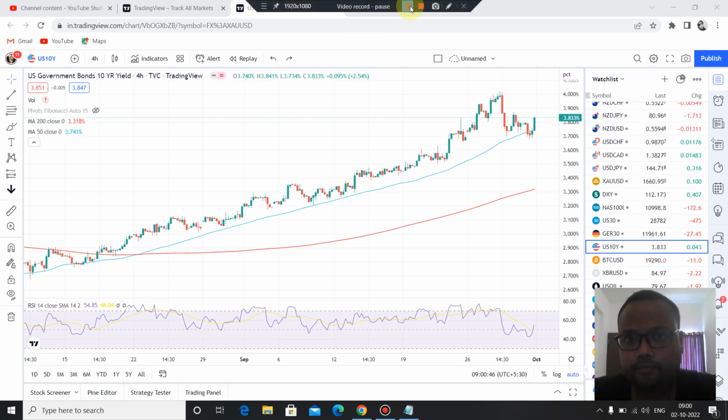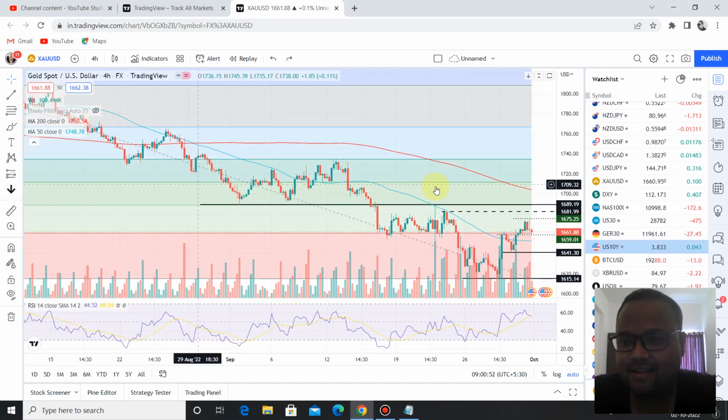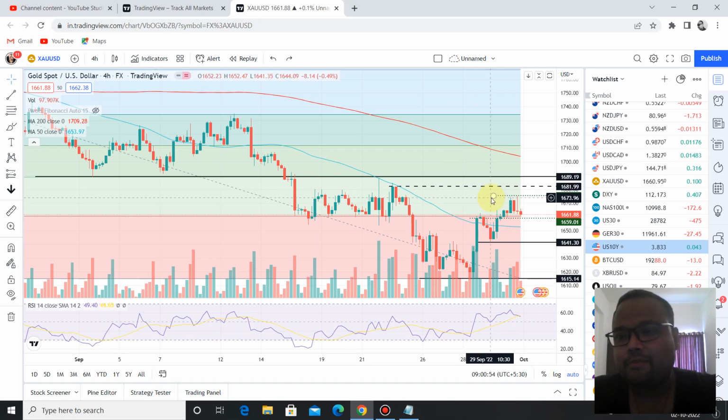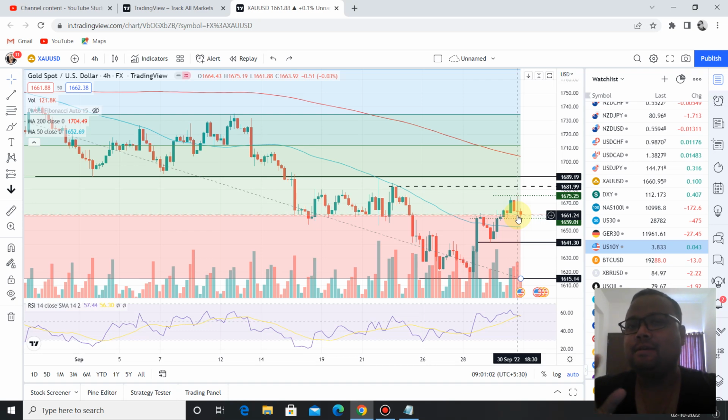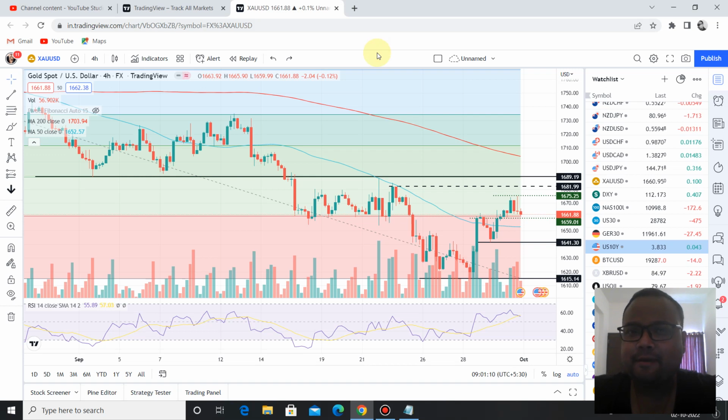Okay, now let's jump to our gold. So gold's last traded price is 1661. So the market opening will be very important. Usually we do not see much movement on the chart of gold during the first half of Monday, but for the last couple of weeks things have been very different. So you must be very careful if you're holding any position right now.